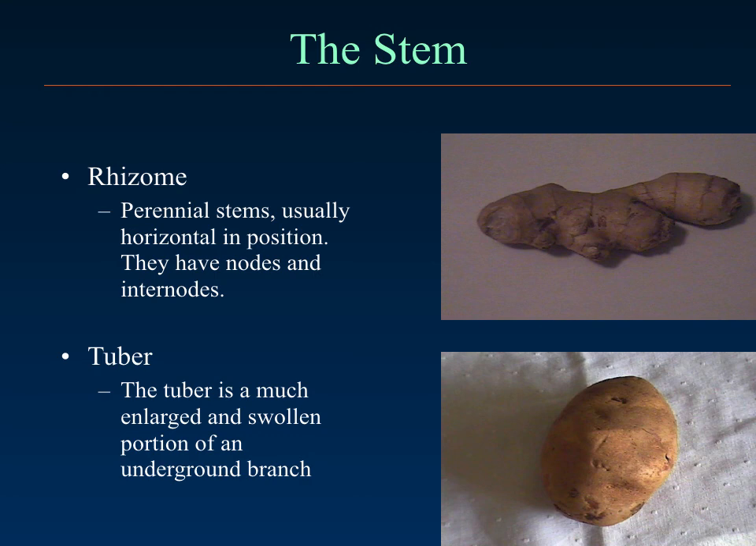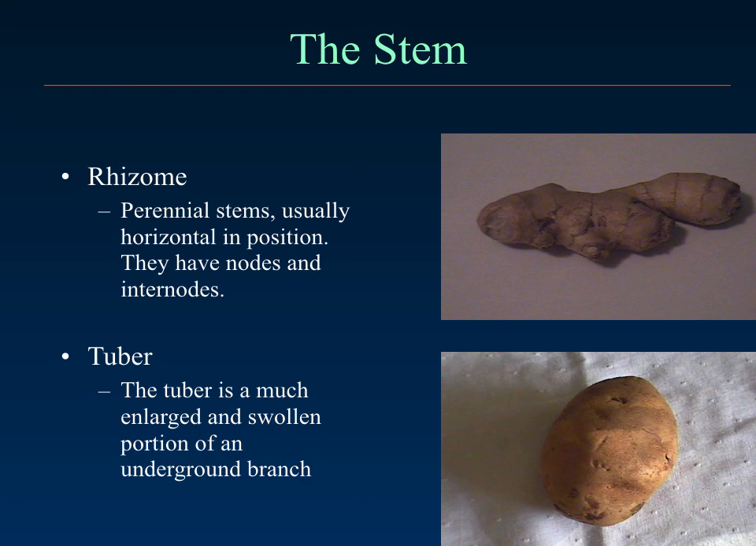Now, here's a modification of the stem called a tuber, the lower picture, or a potato. And we know there's all sorts of potatoes. There's baking potatoes and russet Burbanks, and we have purple potatoes and Yukon Gold and all that kind of stuff. If you look at that carefully, where the eye is, that is a node. And the space between to the next eye is called an internode.